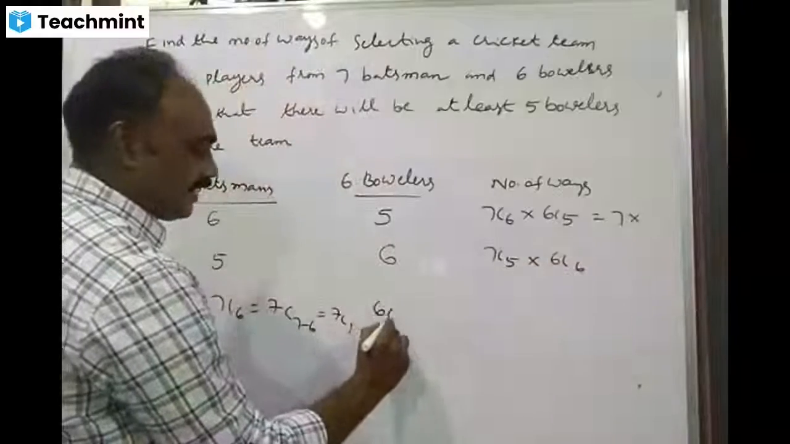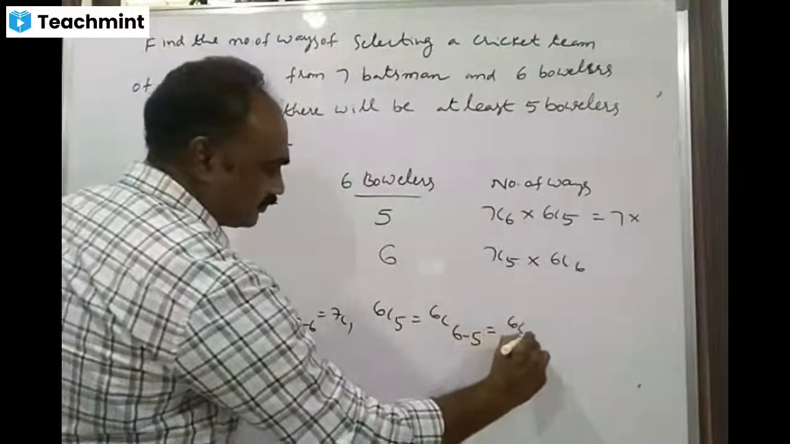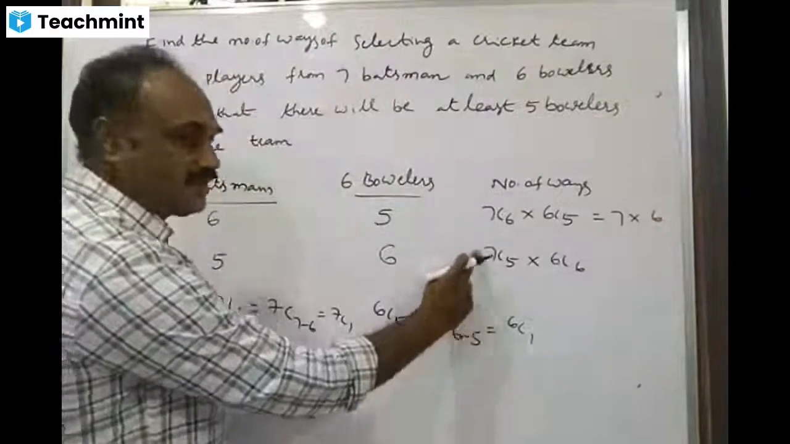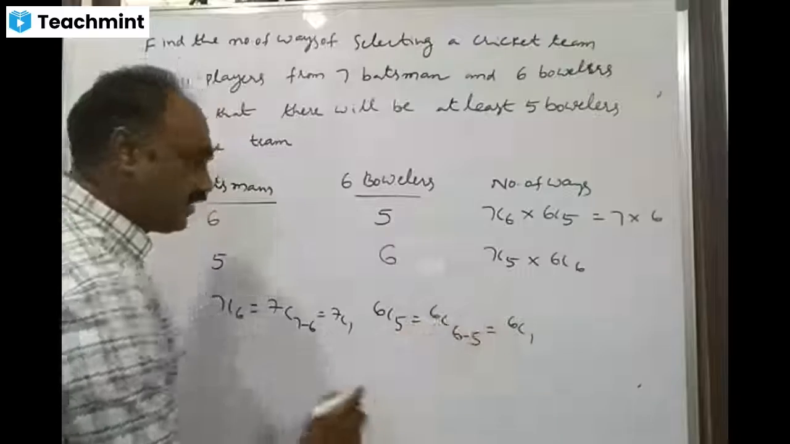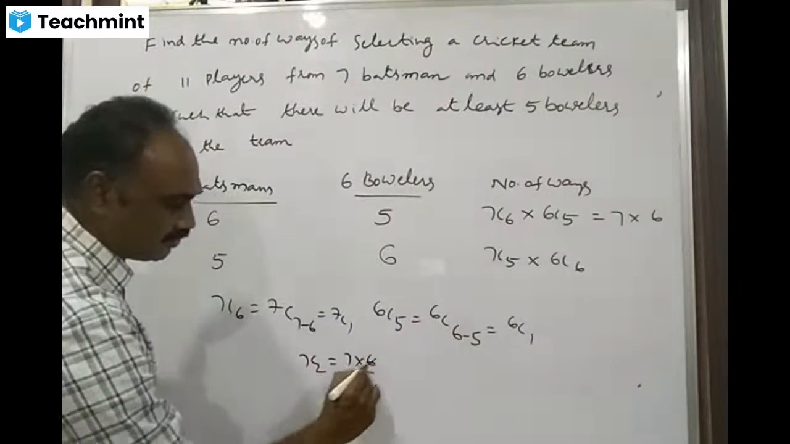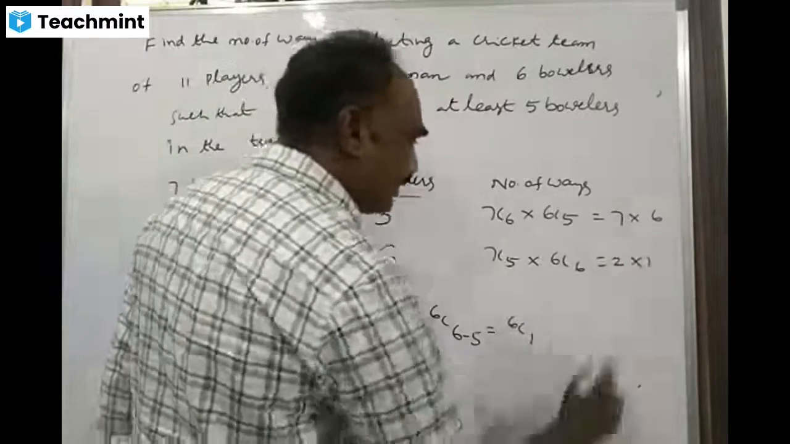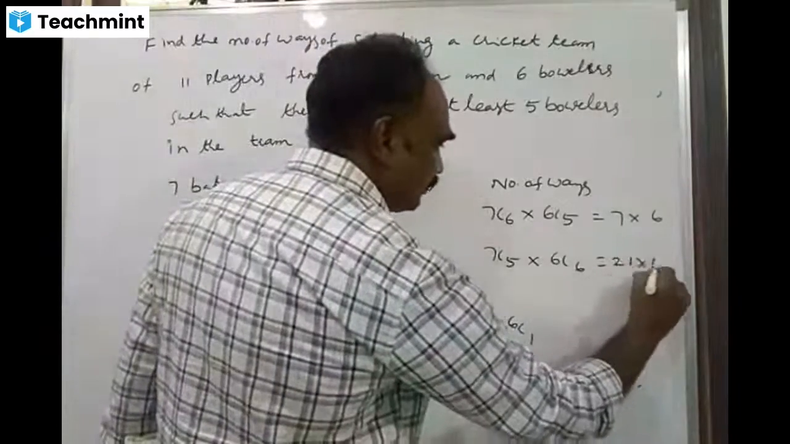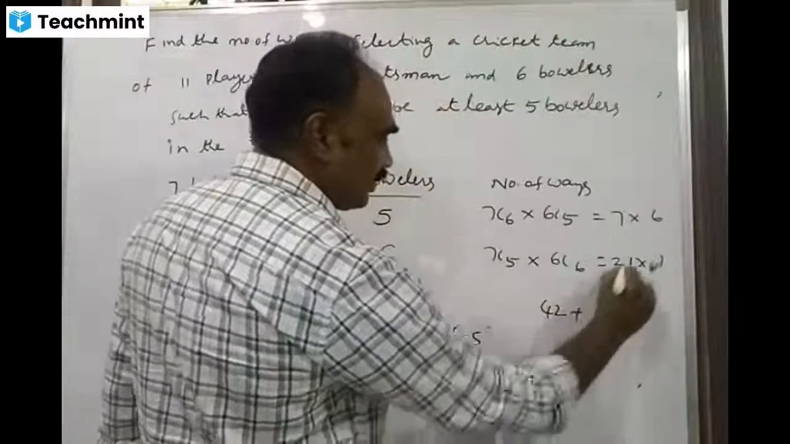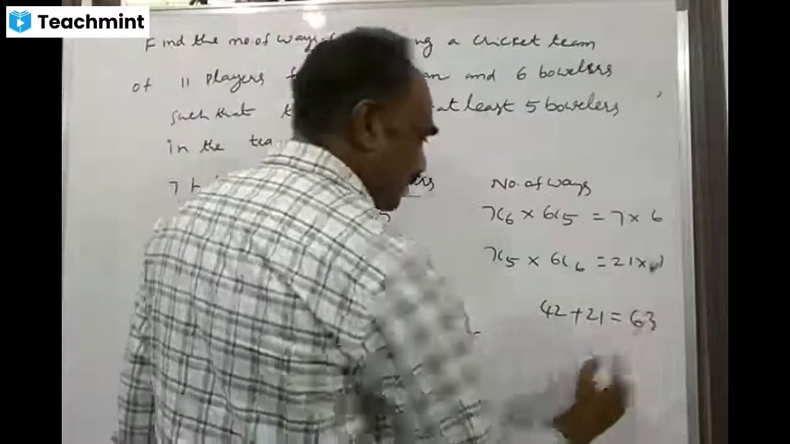6C5 is equal to 6C(6 minus 5), 6C1, which is 6. 7C5 is equal to 7C(7 minus 5), 7C2, which is 7 into 6 by 2 into 1, and this value is 21. So 7 times 6 is 42, plus 21 into 1, 42 plus 21, 63. Answer 63.